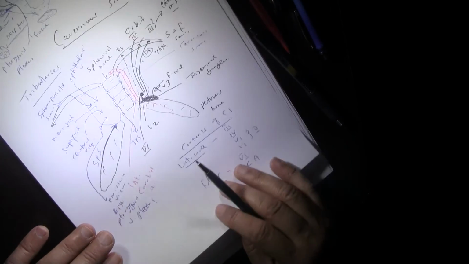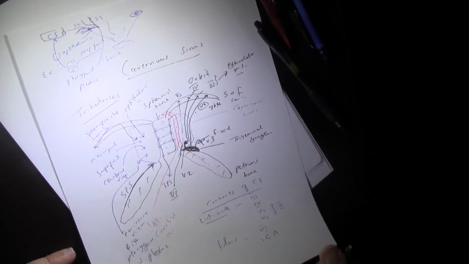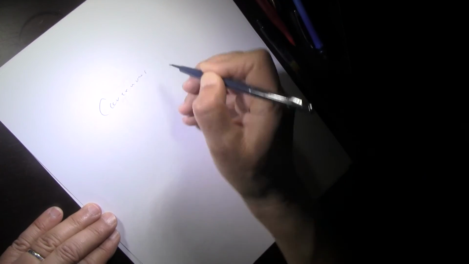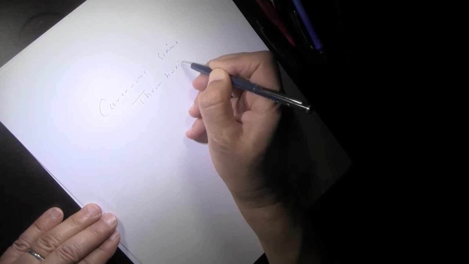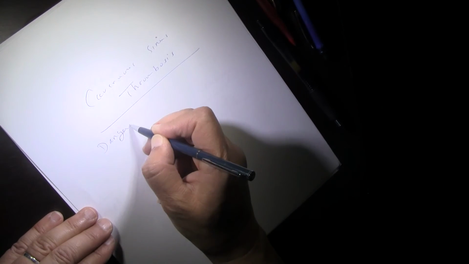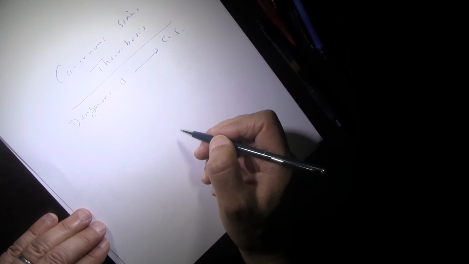So the end result, if there is infection here and it spreads to the cavernous sinus, is what we call cavernous sinus thrombosis. Cavernous sinus thrombosis is a complication of infection from the dangerous triangle in the face to the cavernous sinus.